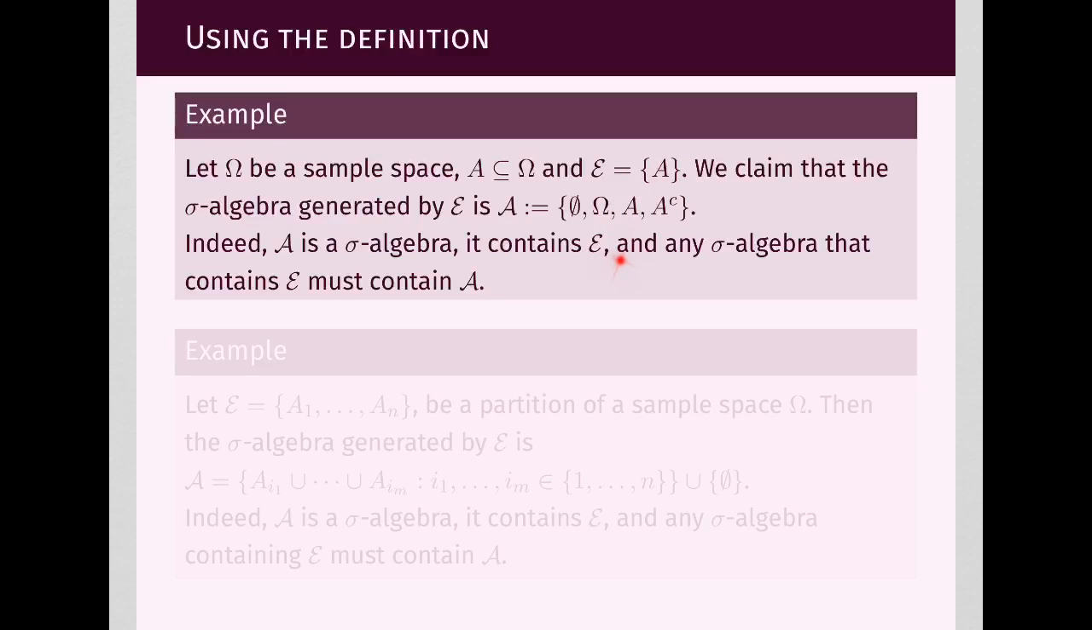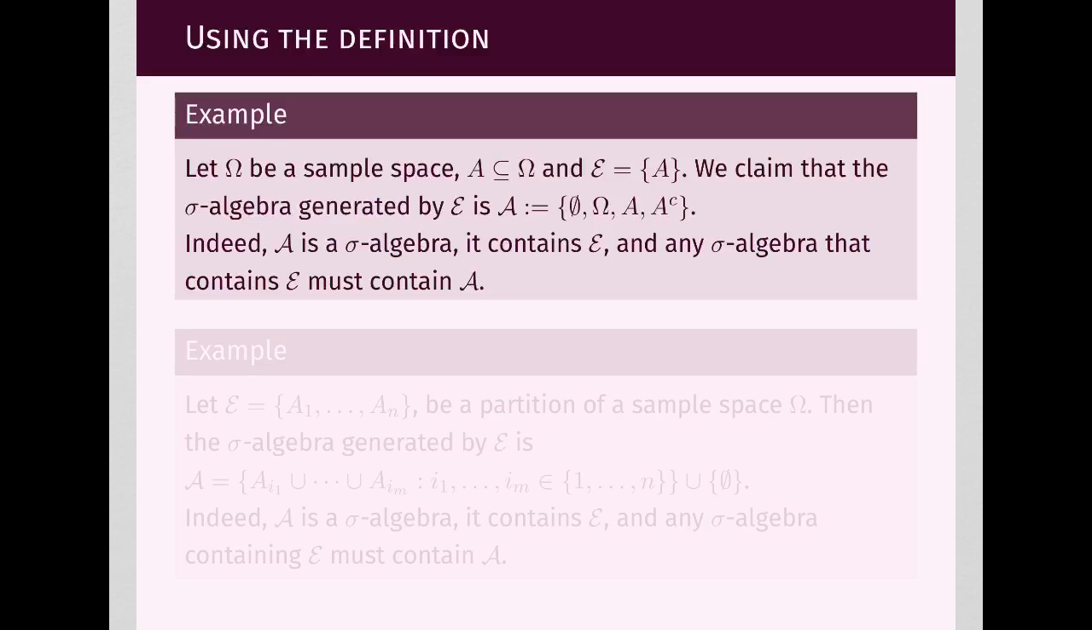And any sigma algebra that contains E must contain calligraphic A. How can we prove that? Well, if a sigma algebra contains E, because it's a sigma algebra, it must have omega. And it must have the complement of omega, which is empty. And because it contains E, it must have A. But then because it's a sigma algebra, it also must have its complement, A complement.